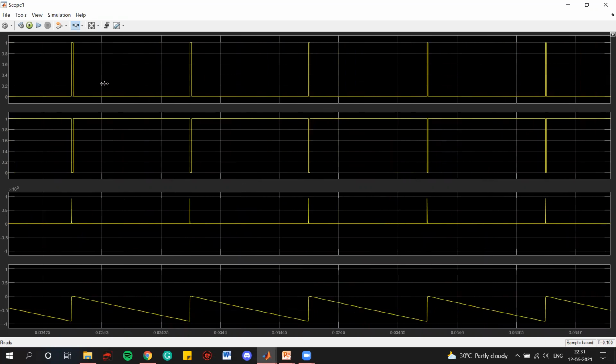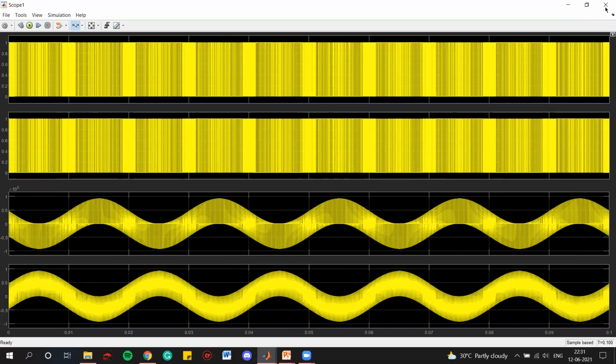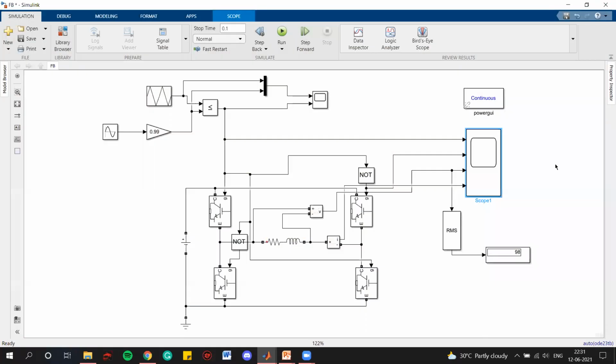Right. So this is the representation of MATLAB simulations on a full bridge single phase inverter using sine pulse width modulation.